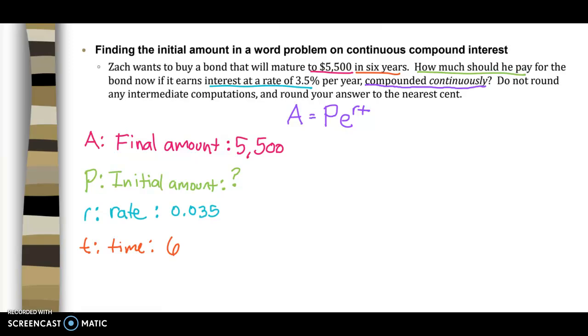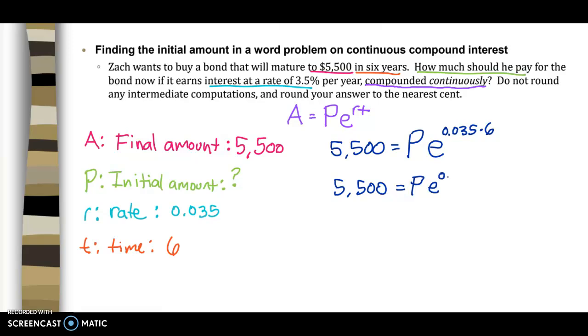So let's go ahead and set up this equation. We have A equals P e to the RT. So we have 5,500 equals P, which is what we're trying to find, times E raised to the 0.035 times T, which is 6. So we'll get 5,500 equals P times E to the 0.21.